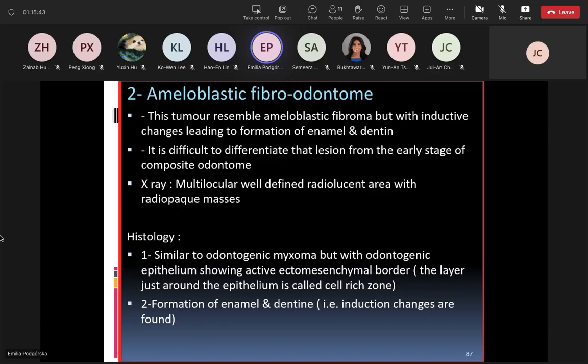Ameloblastic fibro-odontoma. This tumor resembles ameloblastic fibroma but with inductive changes leading to formation of enamel and dentin. It is difficult to differentiate the lesion from the early stage of complex odontoma. Radiographically, a multilocular, well-defined radiolucent area with radiopaque masses. Histology is similar to ameloblastic fibroma, with odontogenic epithelium showing active ectomesenchymal induction. The layer just around the epithelium is called the cell-rich zone, with formation of enamel and dentin.